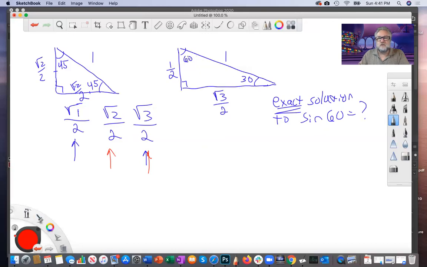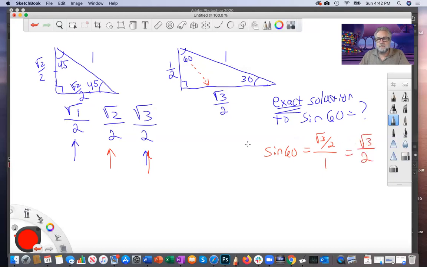sine of 60, 60's here. Sine is opposite over hypotenuse. Which side is the opposite side to 60? Not to here, to 60. And the opposite side is that. So sine 60 equals opposite over what? Hypotenuse, which is right there. Oh, so that's just radical 3 over 2.